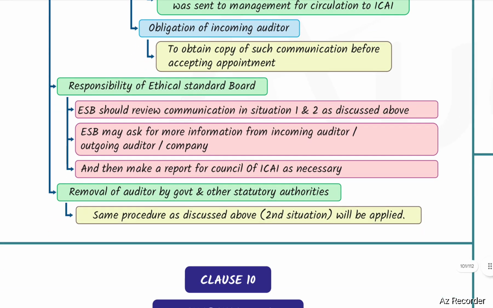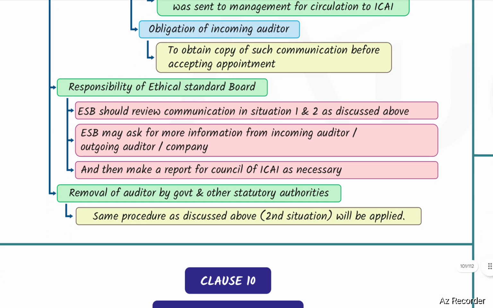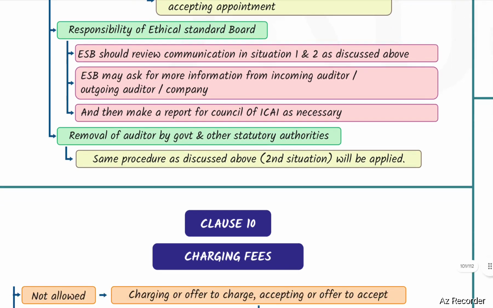Responsibility of Ethical Standard Board. Ethical Standard Board should review communication in situation 1 and 2 as discussed above. Ethical Standard Board may ask for more information from incoming auditor or outgoing auditor or company and then make a report for council of ICAI as necessary. Removal of auditor by government and other statutory authorities: same procedure as discussed above in situation 2 will be applied.